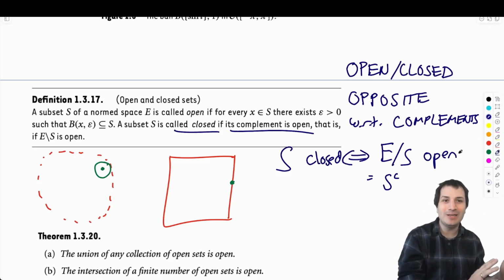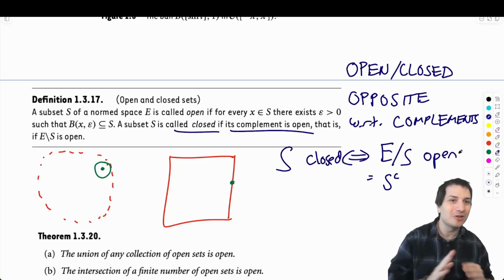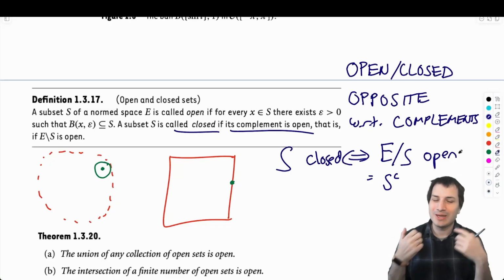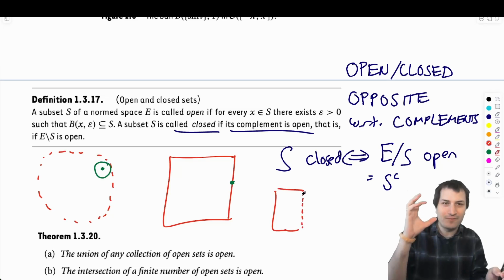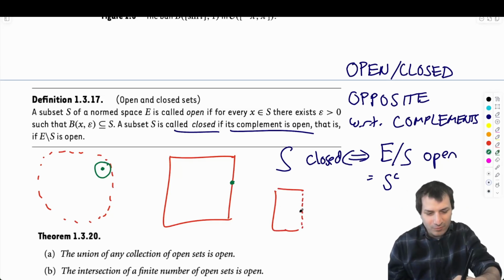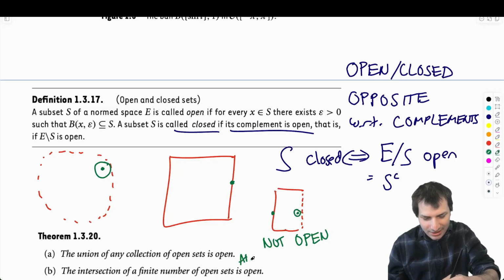If something is open, that does not mean that it is not closed. You can have sets that are both not open and not closed. A good example of that would be something like this. If you have a fuzzy wall on one side, for points over here you can always sneak a ball in, but for these points you can't. And so this set is not open and not closed.